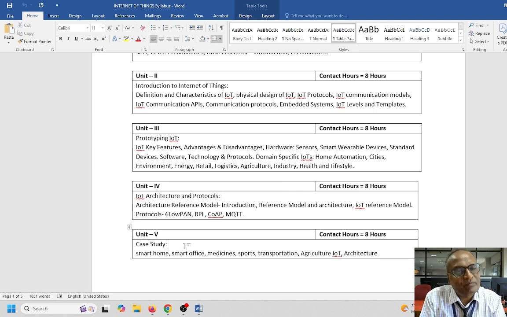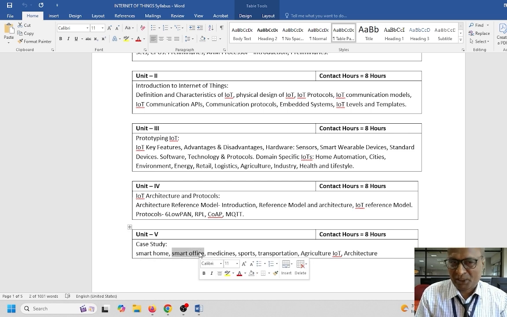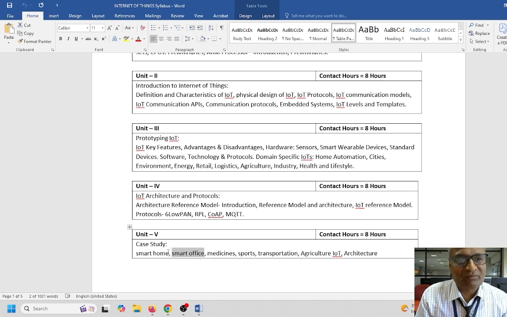Next, fifth unit, we are going to have some open-ended things like smart home. The students will be able to do a case study using Google and other internet materials. They are going to generate a small report and give a small seminar on the particular topic under the title of smart home, smart office, medicines, sports, transportation, agricultural IoT and architecture. So these are the big domains where IoT finds its application.